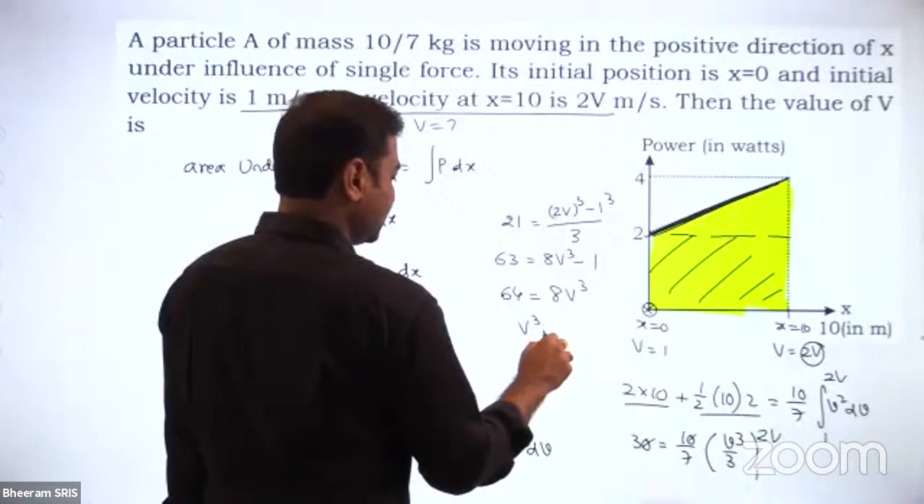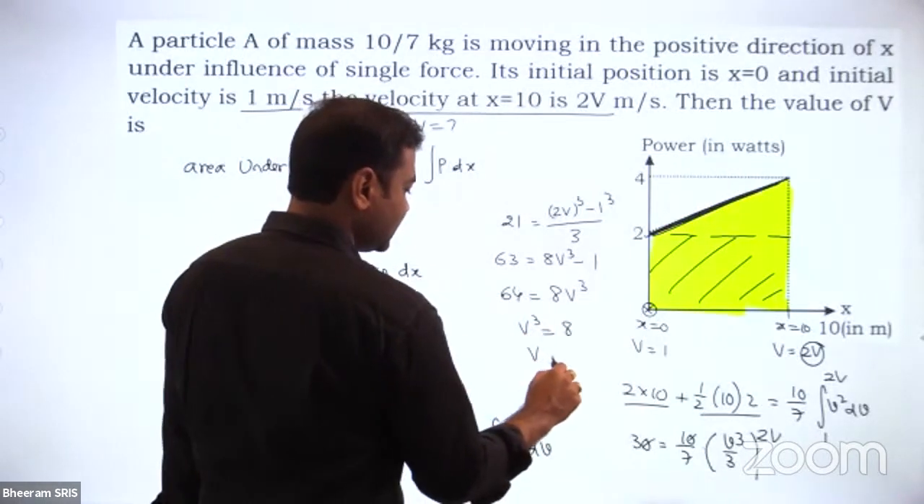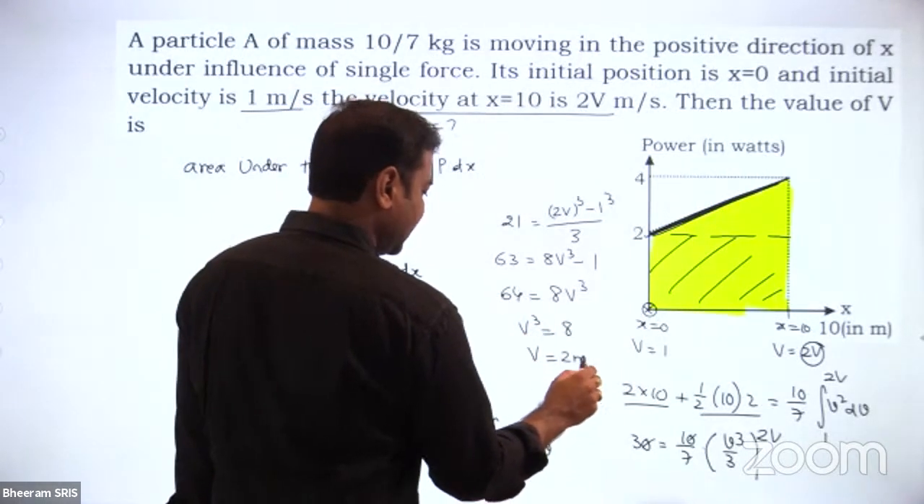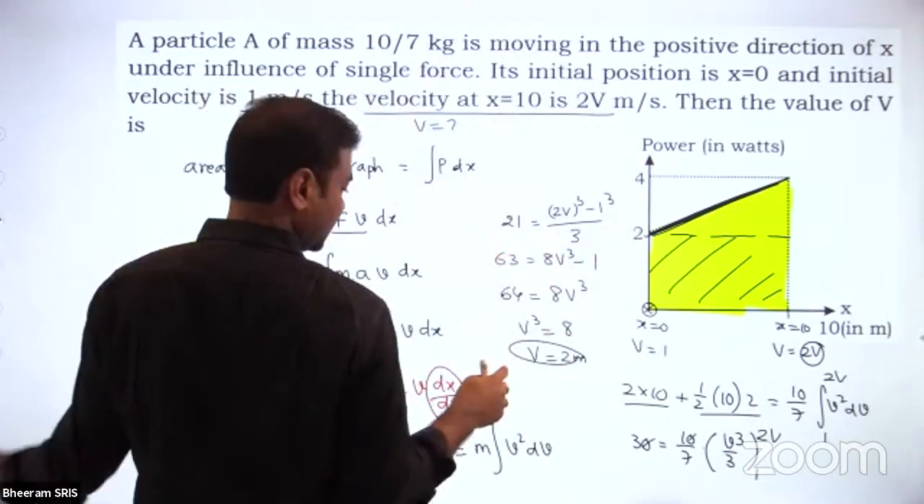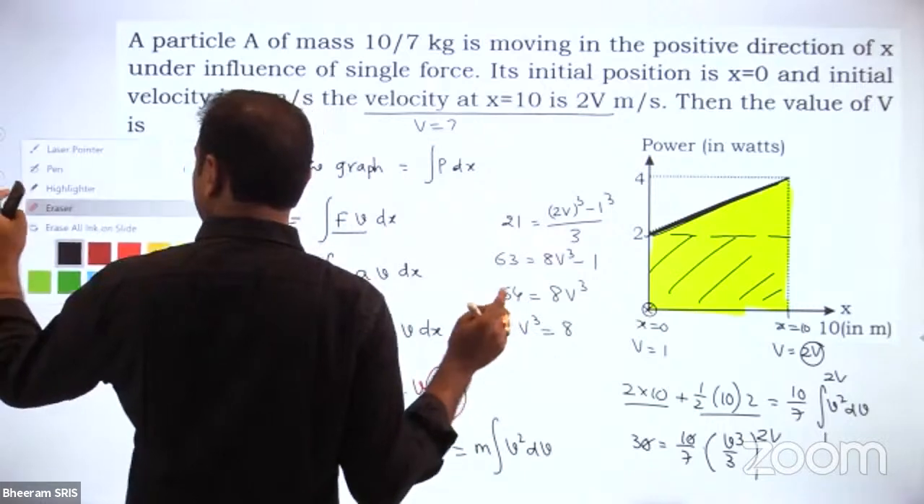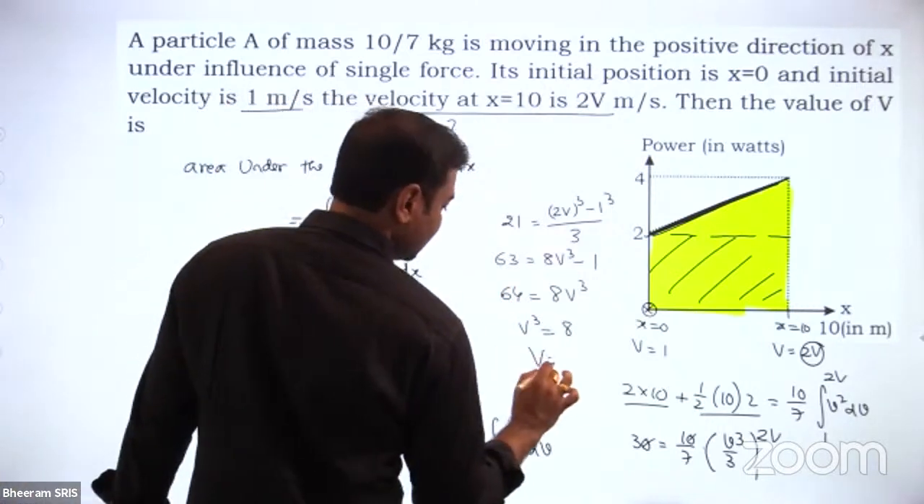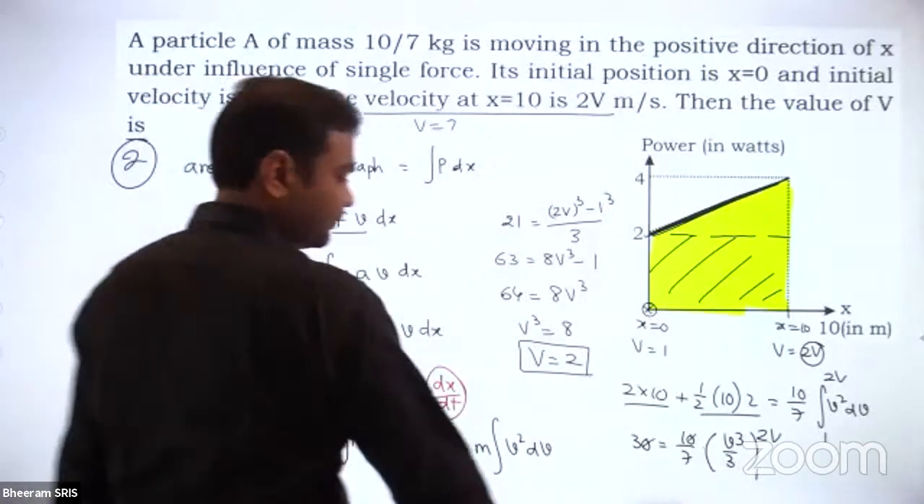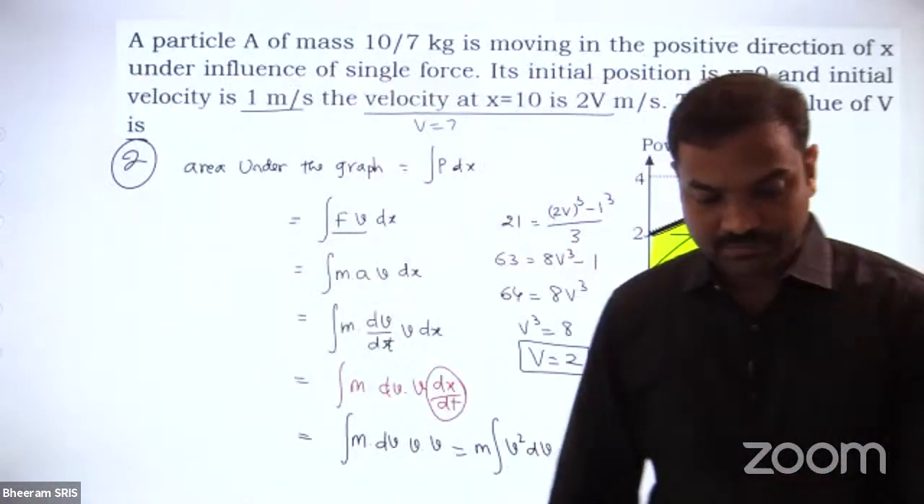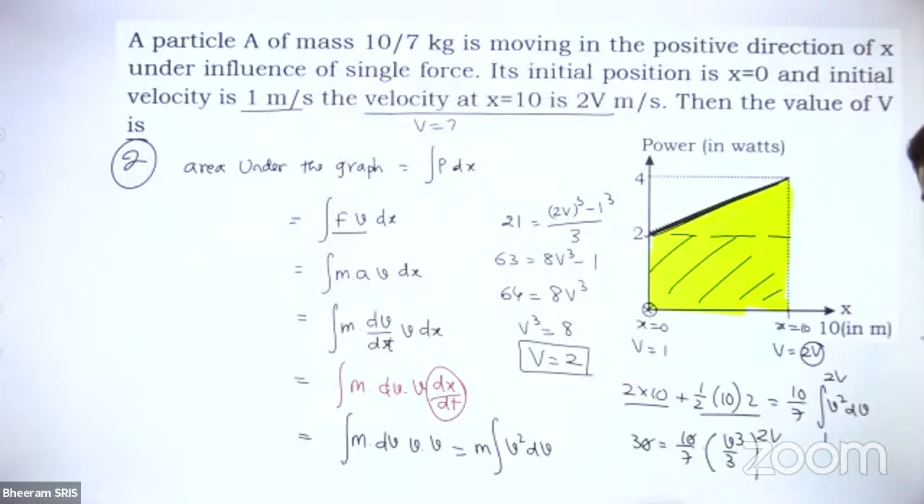So then v cube is equal to 8. Then v value is equal to how much? 2. V value is 2, not 2 meter per second, because 2v is the velocity. 2v is the velocity, we require only the v value. So v is equal to what? 2 is the answer. All of you understood the area under the graph? Area under the graph logic is important here.